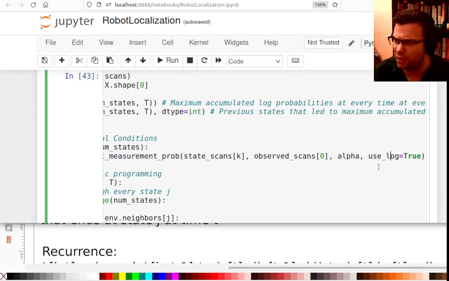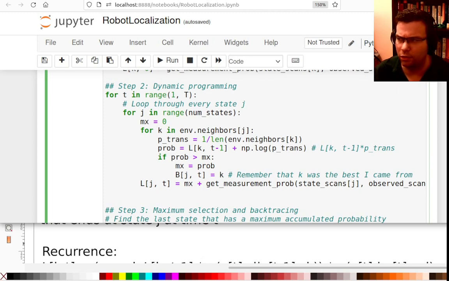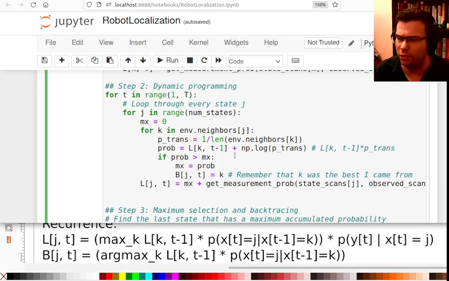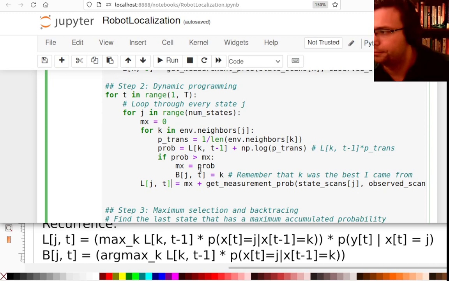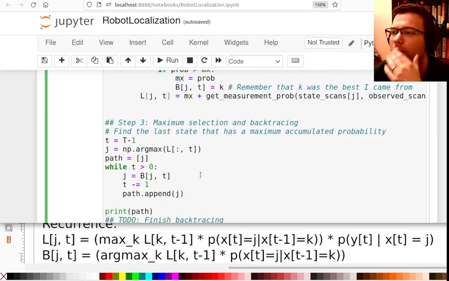Okay, so I start off with my base case measurement probability. I go through here. Let's check the equation again. So I have this transition probability. I look through all the possible neighbors. I'm trying to remember the one which maximizes the probability, so I'll remember that here. And then I remember the actual probability itself, because that'll help me compute the next column. And then I do the backtrace. Okay, so I'm going to look at this for a second, see if I can find the problem.